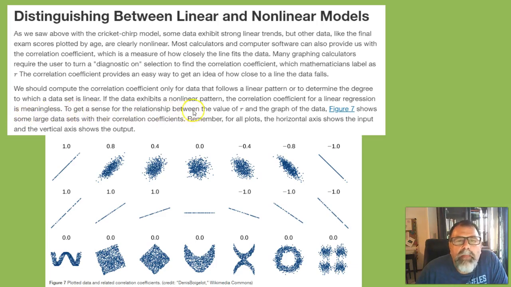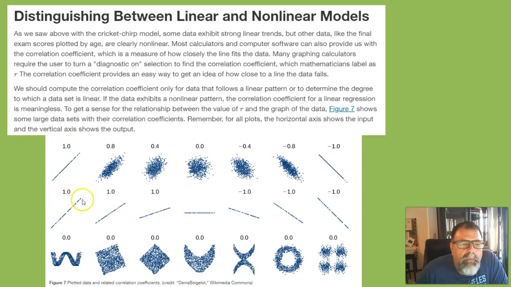To get a sense for the relationship between r and the graph of the data, Figure 7 shows some large data sets with their correlation coefficients. Remember, for all plots, the horizontal axis shows the input and the vertical axis shows the output. So look at this. It looks almost exactly like a line, so that's 1.